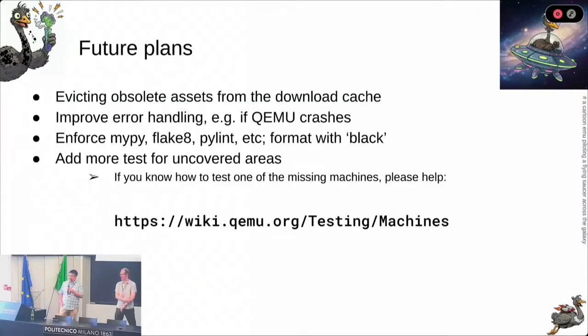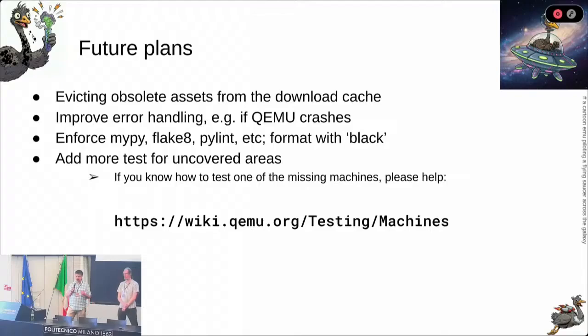And so we are getting to the end. Let's talk about future plans. Things we still want to tackle: we have to improve the download cache. Currently the cache is only growing, but sometimes tests get changed, they use different assets, or tests get removed, but the asset still stays there in the cache. So we need some logic somewhere that evicts old, stale assets from the cache after a while.